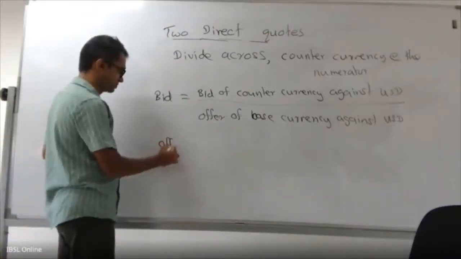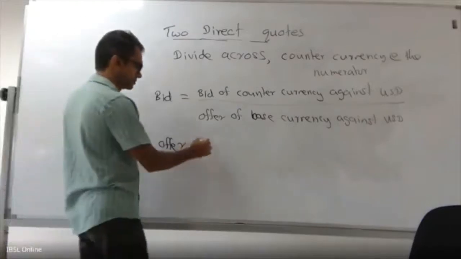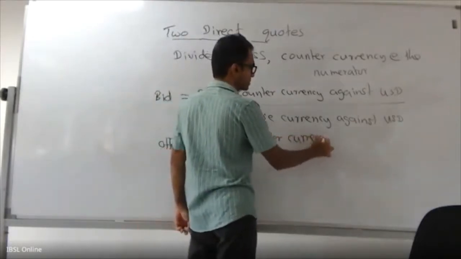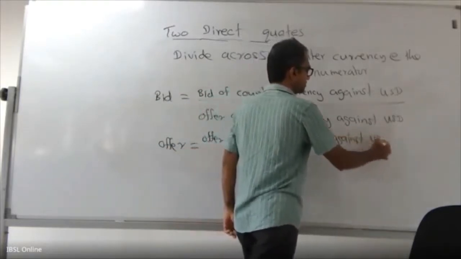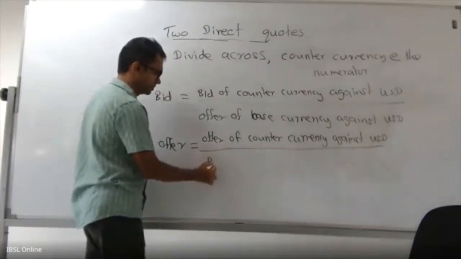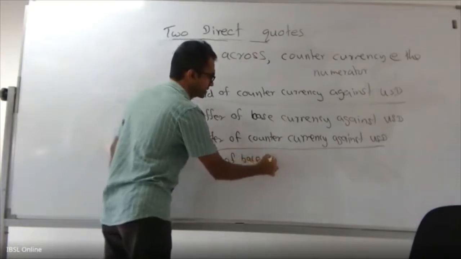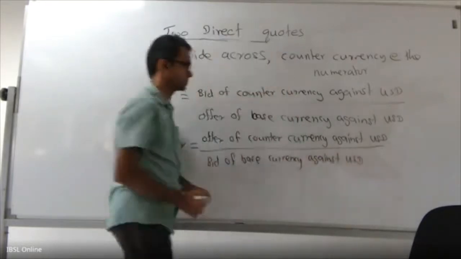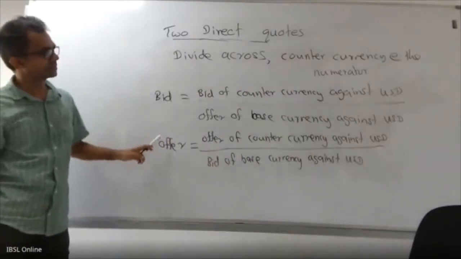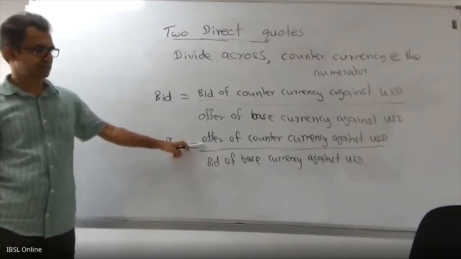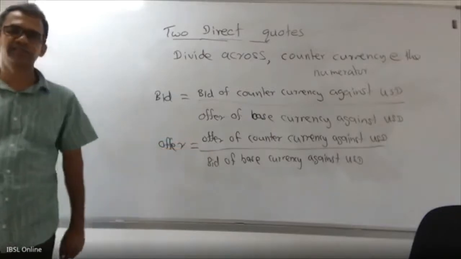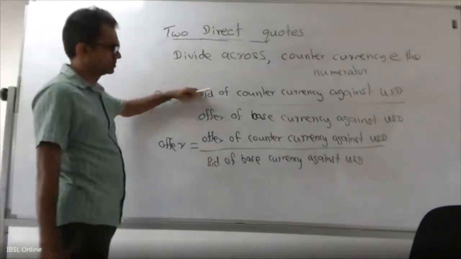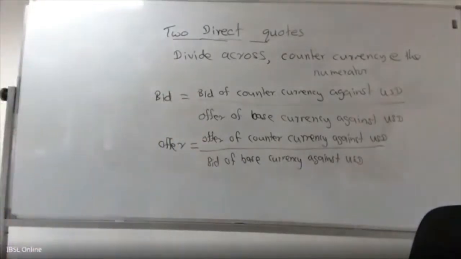Then what is the offer? You can get the offer of the cross currency pair by dividing the offer of the counter currency against US dollar by the bid of the base currency against US dollar. So again a cross division, but which currency appears at the top, that means at the numerator of the division, is the only difference.